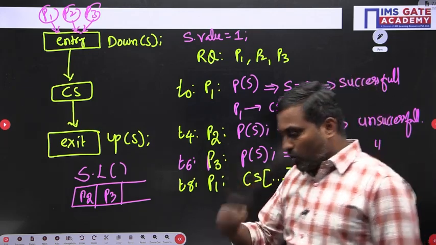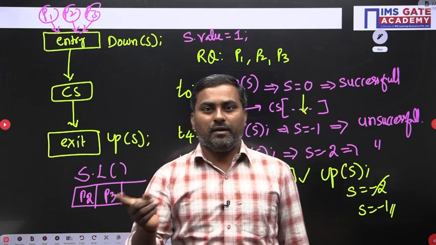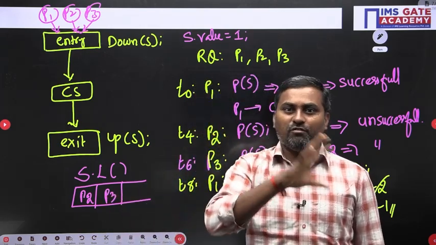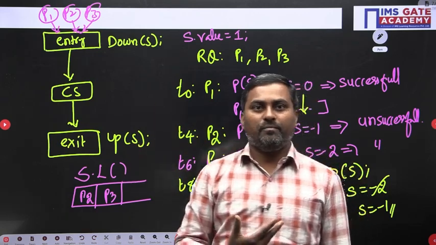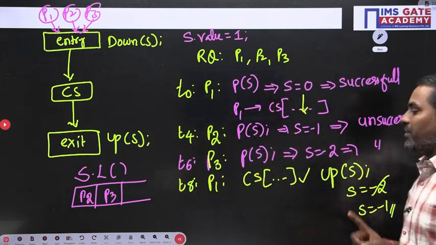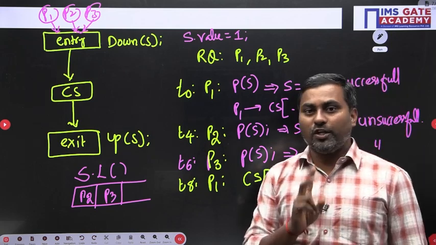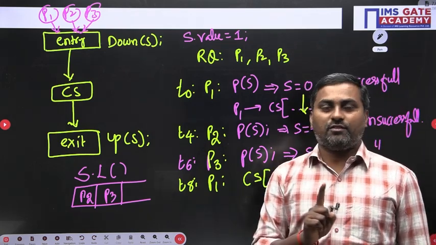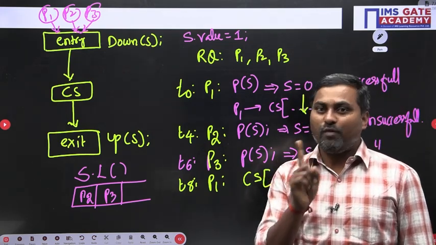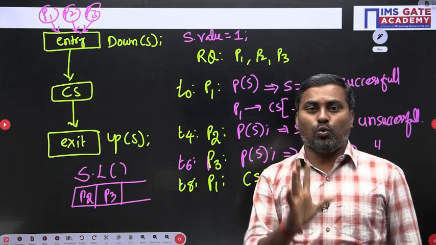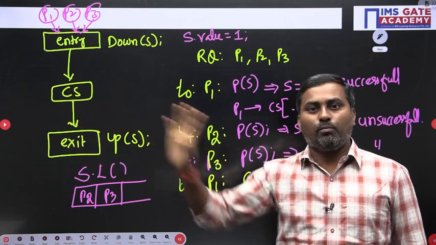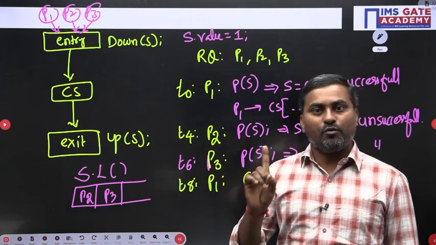Blocking means suspending, right? The process is temporarily suspended from main memory to secondary memory. The suspended process needs to be woken up here. So during the up operation we carry out two activities. First you increment the semaphore value. If the incremented semaphore value is still negative, it means there are some blocked processes, and you have to wake one up.